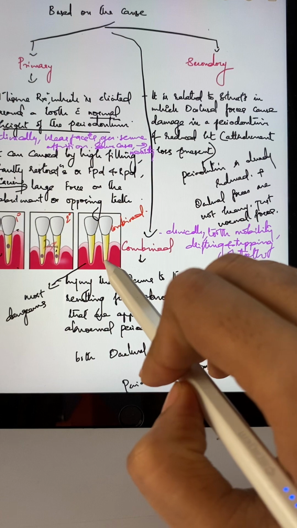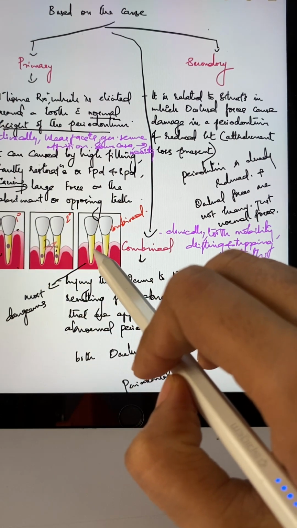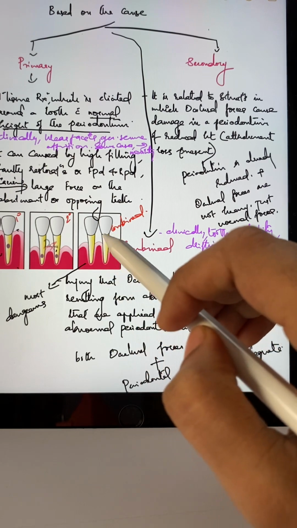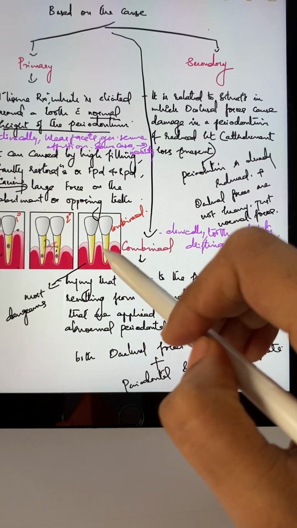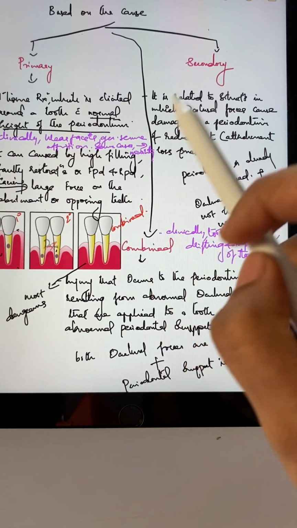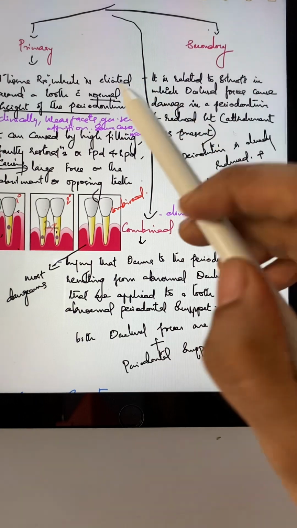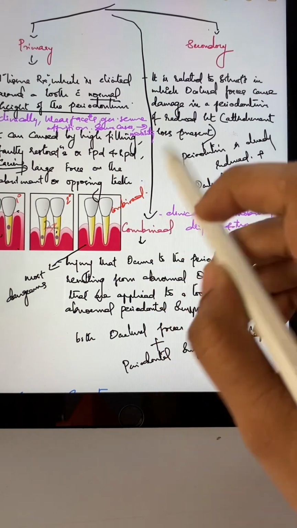And combined means it is more dangerous. That means both are there: the periodontium is already weak, the height of the periodontium is less, and above that more force is applied onto the tooth surface. So this combined traumatic occlusion is actually more dangerous, and it is difficult to treat.